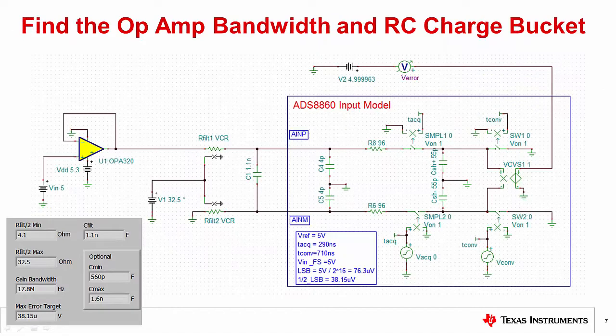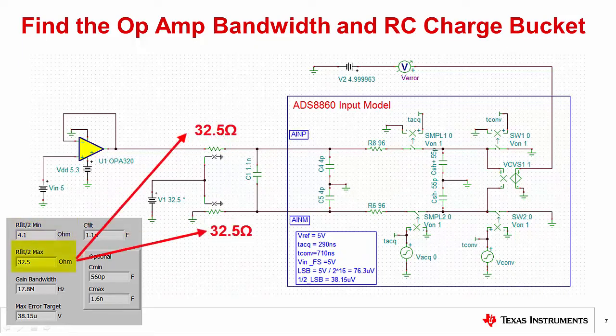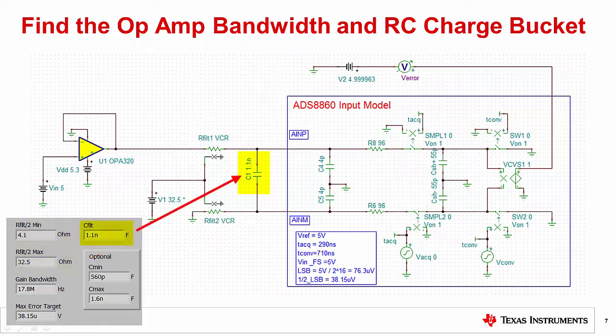Now that we have verified that the amplifier's model is accurate, we can use simulation to adjust the RC charge bucket filter for optimal settling. Here we will use parameter stepping to sweep the resistor value from 4.1 ohms to 32.5 ohms. The capacitor value will be held constant at 1.1 nanofarads. Note that the two resistors are actually voltage-controlled resistors. This scheme was used as parameter stepping can only control one object at a time. The voltage source value is equal to the resistance of R-Filt1 and R-Filt2.